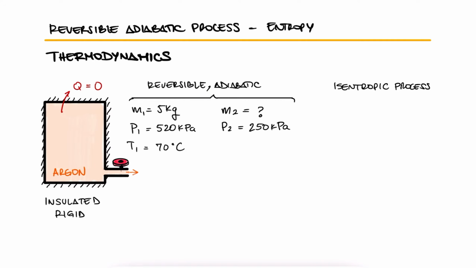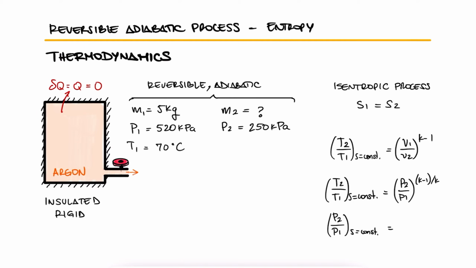So if ds for a reversible process is equal to delta Q over T, and delta Q is 0, ds is 0, meaning that S1 is equal to S2. With that being the case, and it's always the case for a reversible adiabatic process, we can use the isentropic relationships that we derived in the main lecture video.